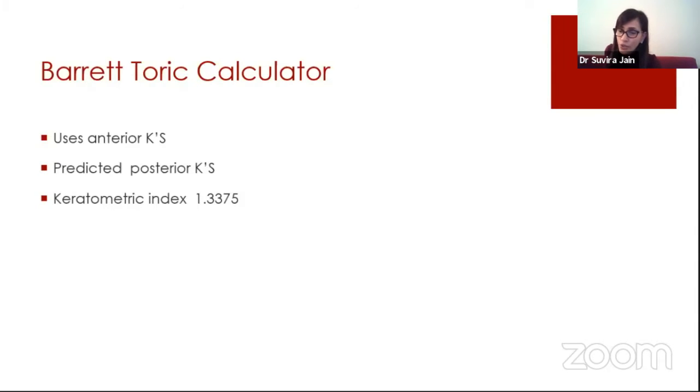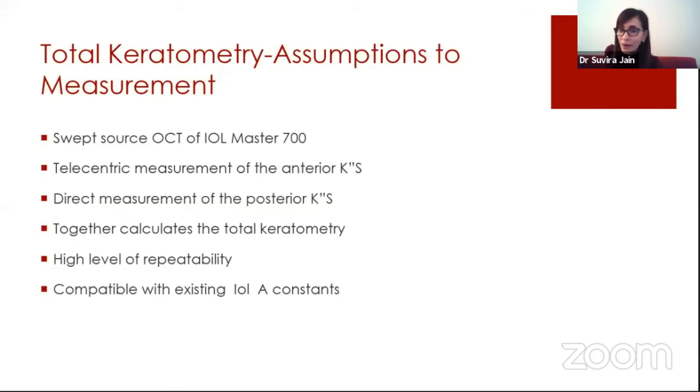And the other way in which we can work out the posterior corneal toricity is with the help of a Barrett toric calculator, which predicts the posterior cornea and incorporates it into its IOL power.